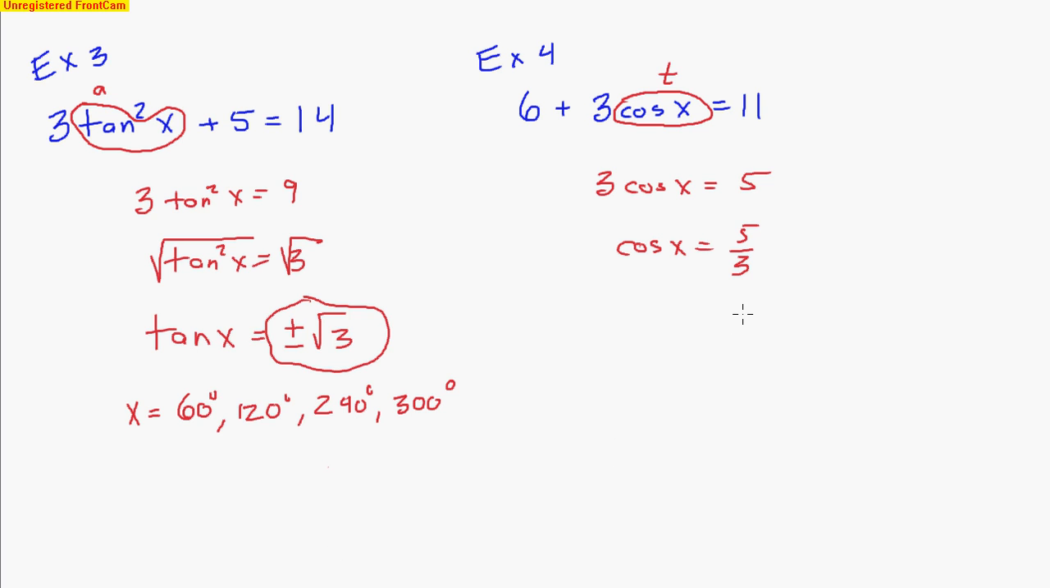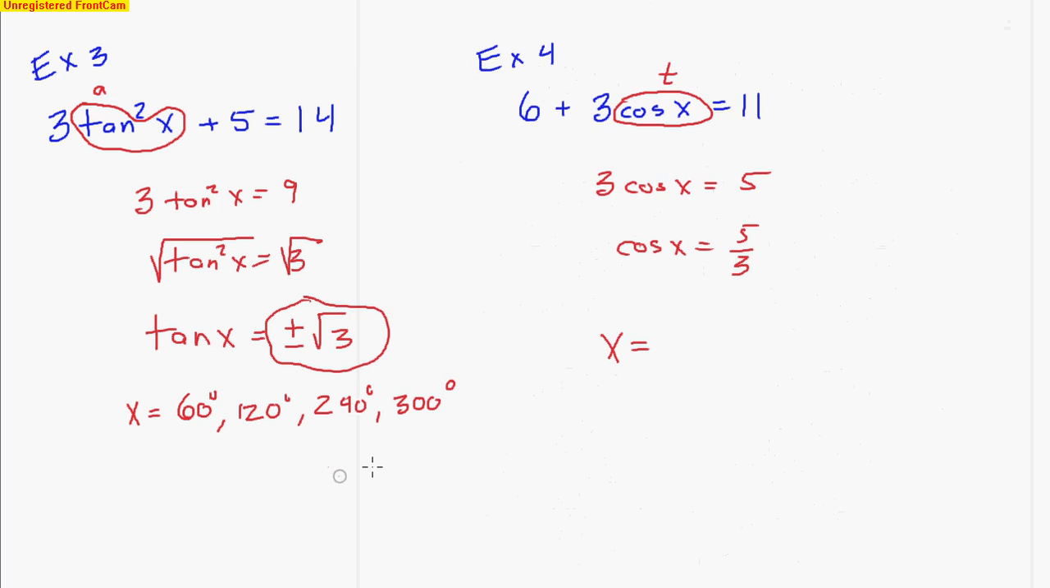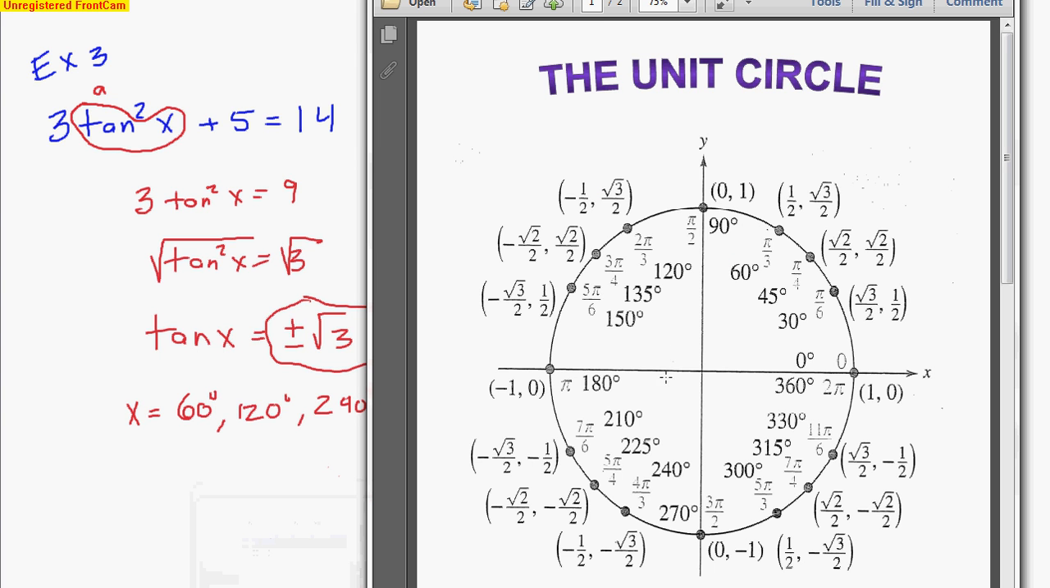So now I'm thinking, where on my unit circle is cosine, or where on my unit circle is the x value 5/3? So I'm trying to figure out what angle, right? That's what x is. x is an angle. What angle will produce a value of 5/3? Well, first off, I'm looking around my unit circle here, and I don't see 5/3 anywhere, right? So might have to go to my inverse trig functions. But wait a minute. 5/3 is bigger than 1. And we know that on the unit circle, a cosine value will never, ever, ever be bigger than 1 or smaller than -1.